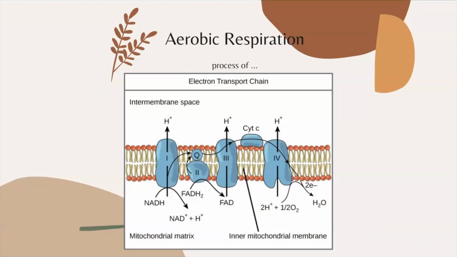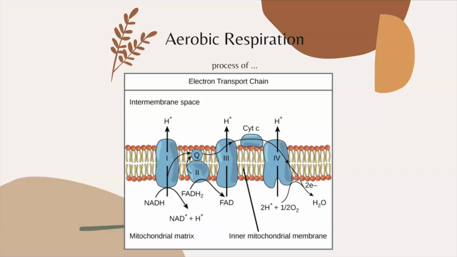NADH from the Krebs cycle gives up its protons and electrons, becoming NAD+. The electron goes into complex 1, which gives the energy to the complex to pump lots of hydrogens from the mitochondrial matrix into the intermembrane space. Electrons from complex 1 go into CoQ. FADH, similar to NADH, becomes FAD+.